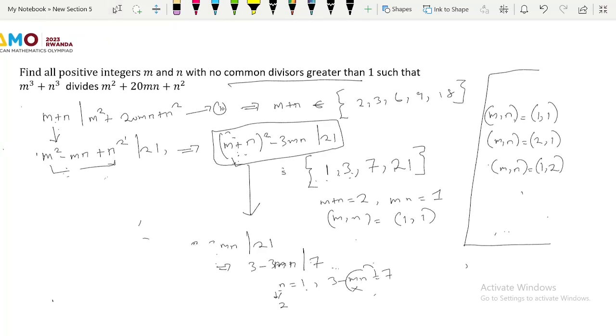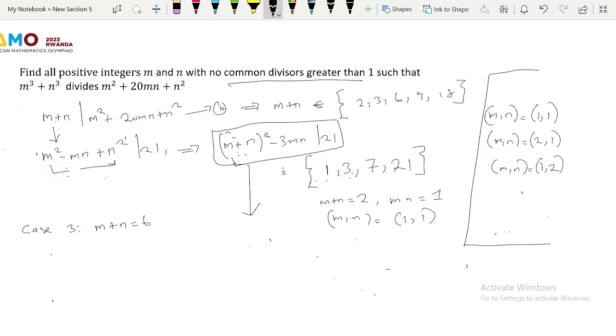So let's go to case 3 now. So we've done that. Case 3 is when m plus n equals 6. So when it equals 6, then this means that m squared plus n squared will be equal to 6 squared, which is 36, minus 3mn. And we know that this has to be on this set, because that is 1, 3, 7, or 21.